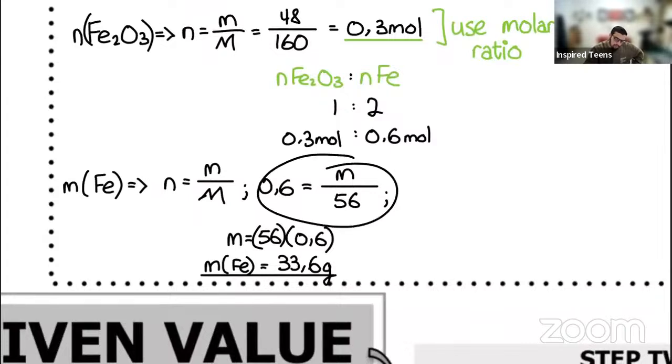We can convert it to a mass because we always have the molar mass. So that's the thing, again, you need to keep in mind. If I have the mass, I can easily get the moles. And if I have the moles, I can easily get the mass.